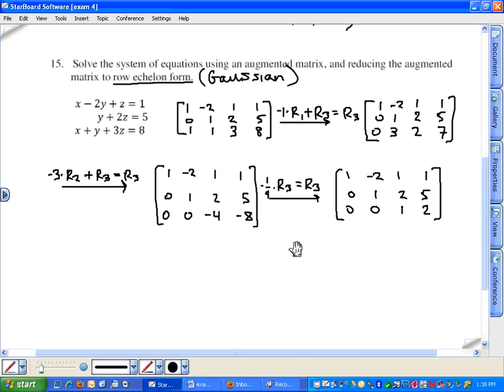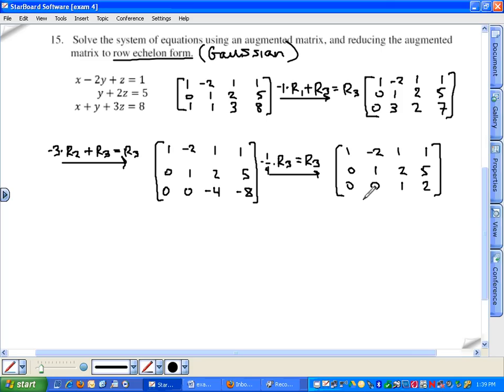Now if we take a look at what this augmented matrix represents, this augmented matrix still represents a system of equations. It's just been simplified. The bottom row represents the equation z equals 2. The middle row of the matrix represents the equation y plus 2z is equal to 5. And the top row represents the equation x minus 2y plus z is equal to 1.